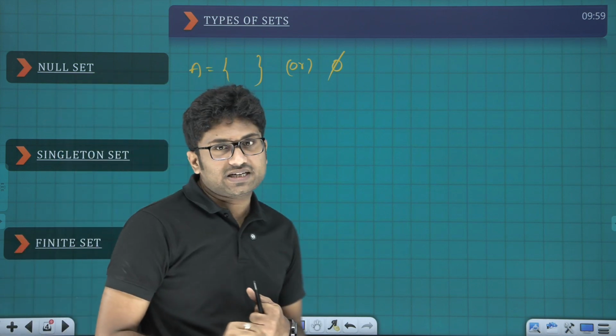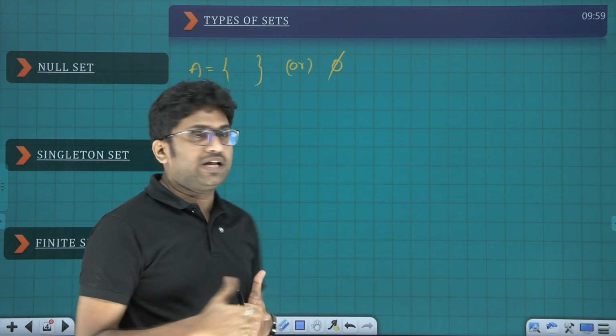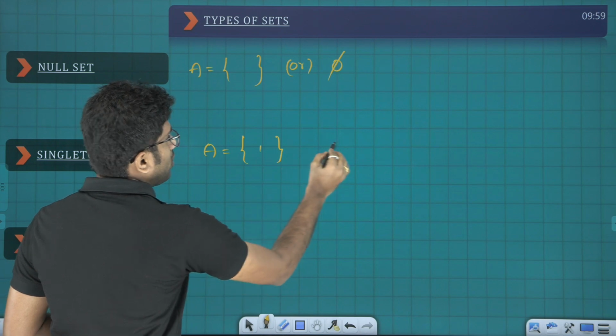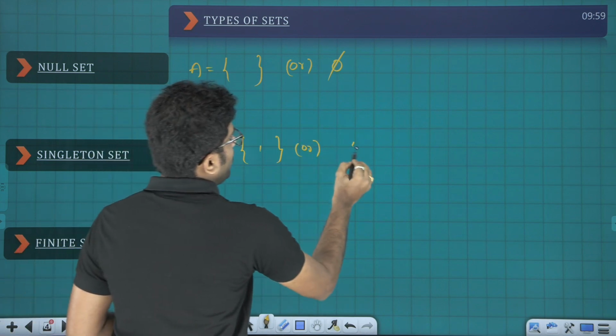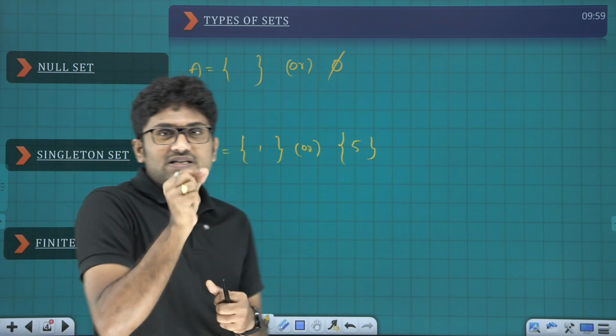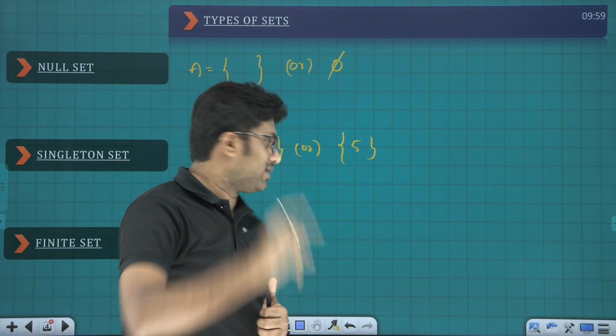Next, singleton set. A set consisting of only one element. Set A is equal to the set of 1, or like the set of 5. Such sets are called singleton sets. That means this set consists of only one element.